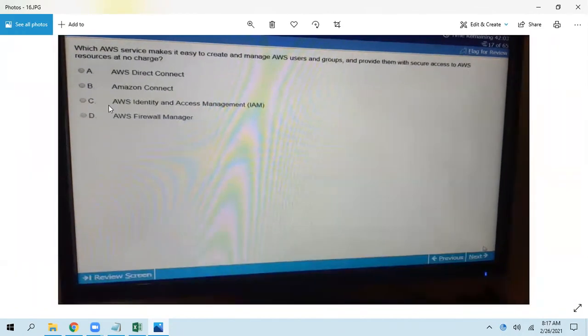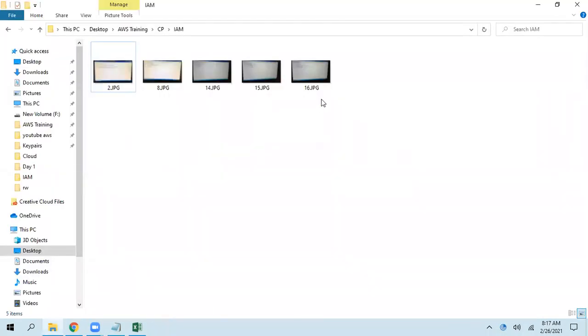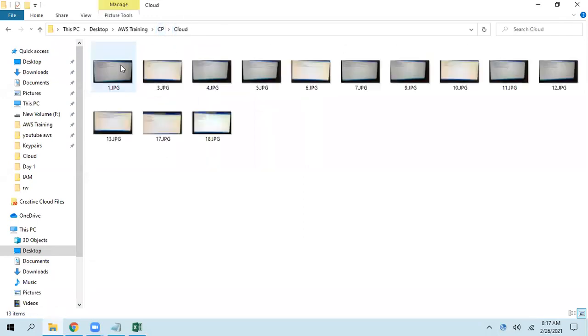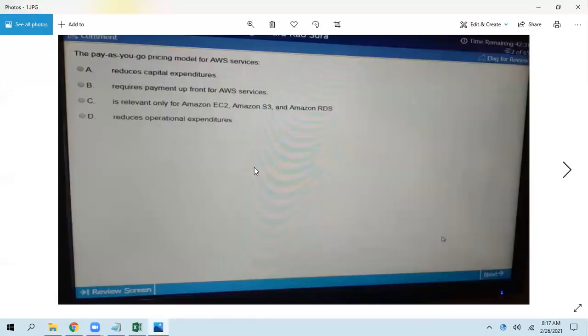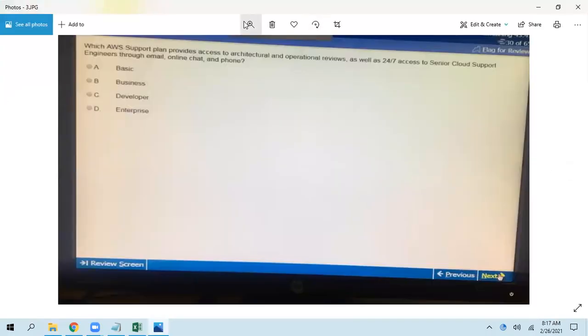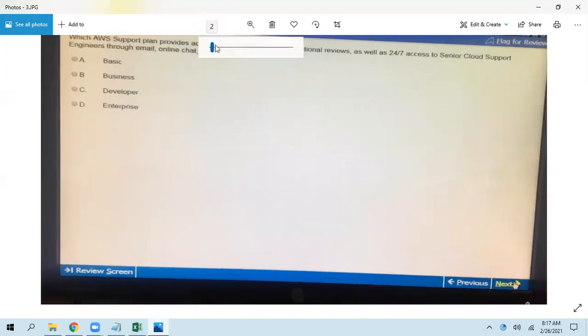Basically, most of the questions I picked from Cloud Practitioner, and we do have some questions related to support plans also. We haven't gone through that. I think we have gone through those questions. No, we have not covered support plans.